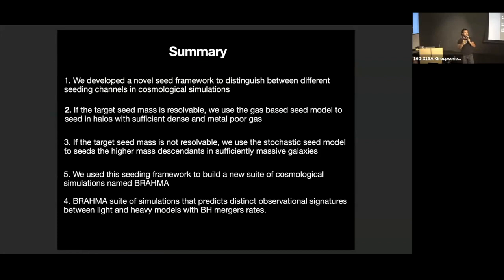But the idea is to basically keep all of the aspects of the galaxy formation model the same as, in this case, the underlying TNG model, and to isolate the impact of just the seeding. And we are going to model more realistic dynamics for mergers in the next few papers. One last quick question.